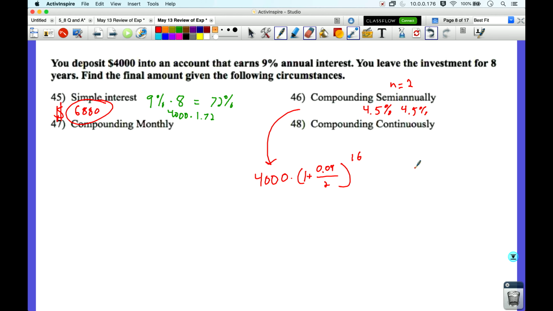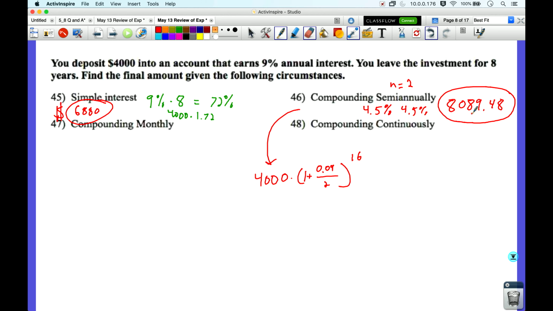I'm going to do the 1.045 to the power of 16 first, then multiply it by 4,000, and I get quite a bit more. I get $8,089.48. So that compound interest really helped us out over the 6,880, where we get $1,200 more, because our money was able to compound.